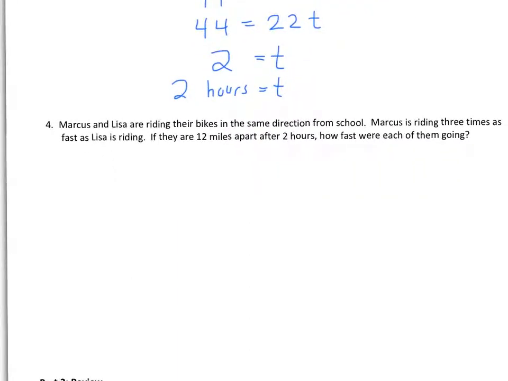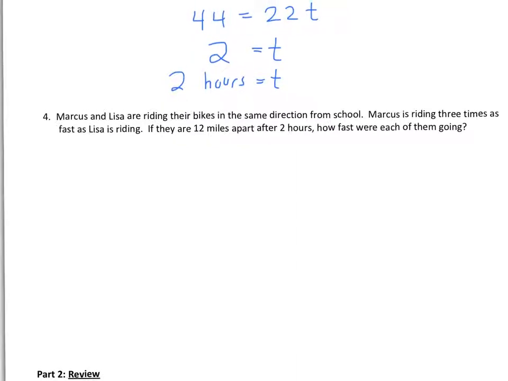Number 4, Marcus and Lisa are riding their bikes in the same direction from school. Same direction. Right away I see that I'm writing distance equals rate times time minus a rate times a time. Marcus is riding 3 times as fast as Lisa. Uh-oh. So we have something else here that's going to make this a little tougher. So you got to remember that.